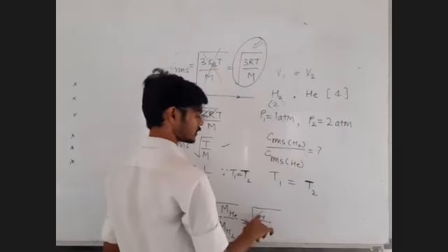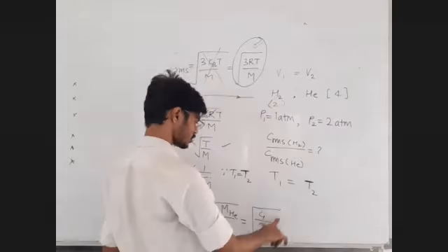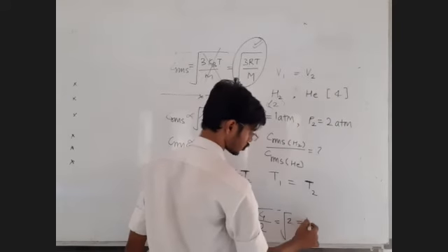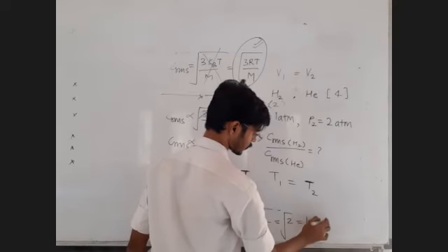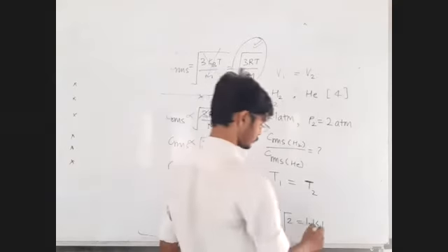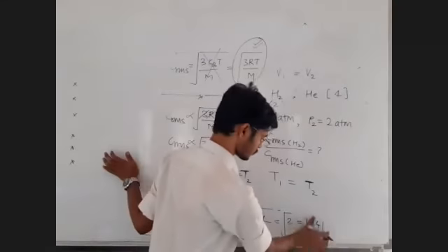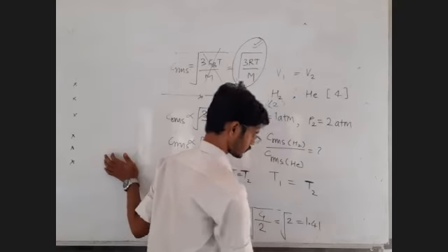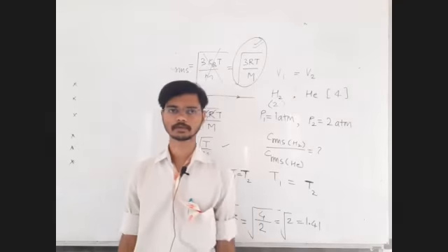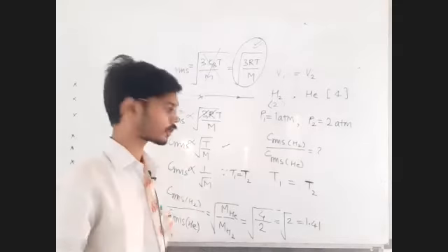Is it okay if I write this in gram? Yes, gram per mole is going to get cancelled. So that is simply root 2. Root 2 is 1.41. What is 1 upon root 2? It is 0.707. Correct. Don't forget those values.